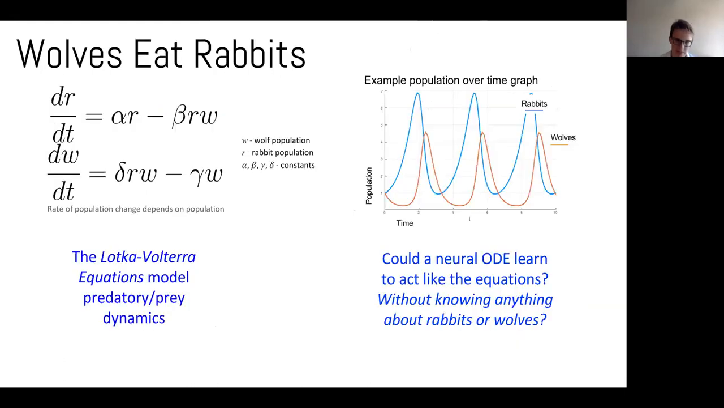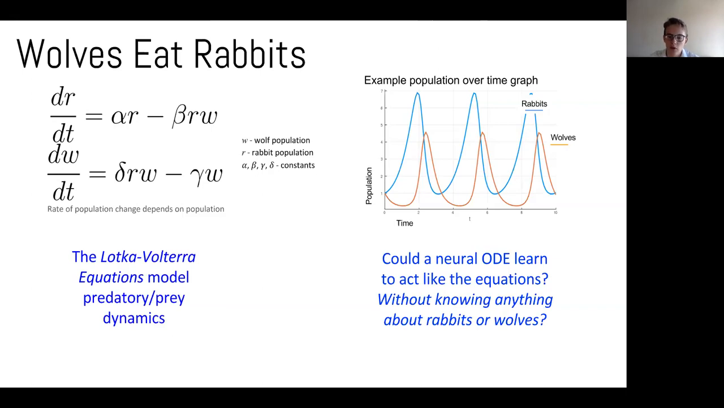So to test my hypothesis that neural ODEs can learn the physics of simulating unknown systems, we apply it to the Lotka-Volterra equations as an example. So here are the equations in the top left, and the wolf and rabbit populations are W and R, and the Greek letters are just constants. And on the top right is a graph of the population over time from these equations, starting at some initial condition. For each species, population is the y-axis, time is the x-axis.